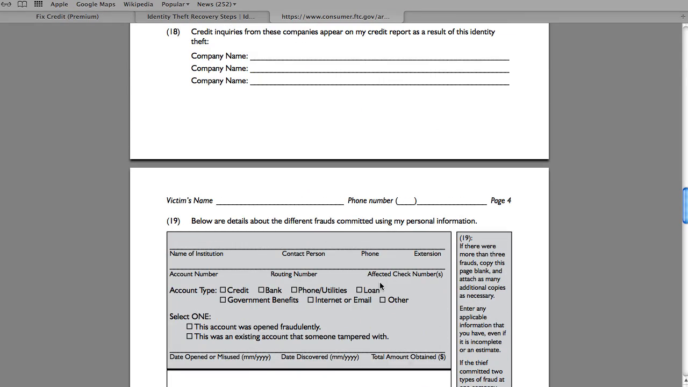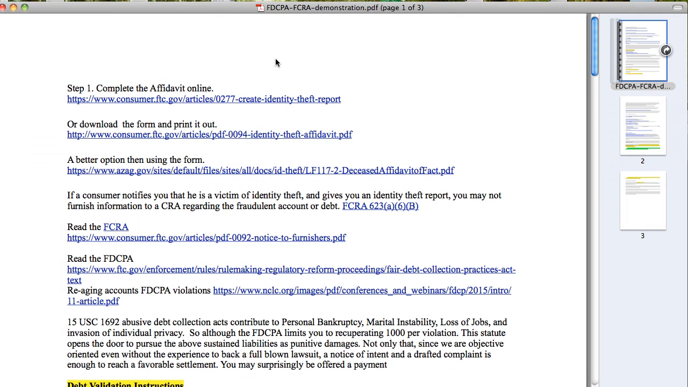All the accounts that you're reporting, see, let me go back to my notes here. Now you're going to see how these notes are working. The reason I have these affidavits of identity theft here is because in my research, I learned this is like a little nugget for everybody, and this is the citation. This is where it says it under the Fair Credit Reporting Act right here. But it says, if a consumer notifies you that he is a victim of identity theft and gives you an identity theft report, you may not furnish information to a credit reporting agency regarding the fraudulent account or debt.